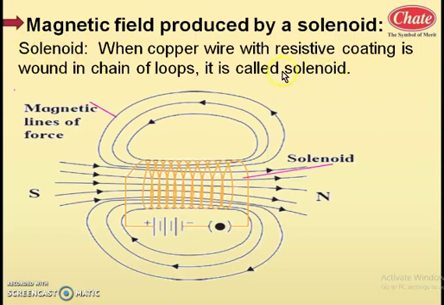I will once again repeat the definition. Here one coated copper wire is converted into a spring type shape, that is a helical shape. So the copper wire is arranged into spring form, that is called a solenoid. This is the definition of solenoid. When copper wire with resistive coating is wound in a chain of loops, it is called a solenoid.